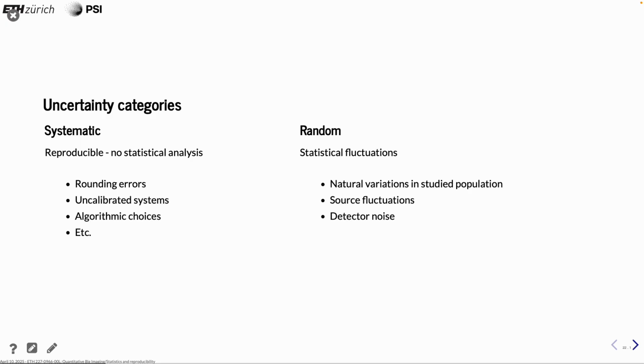Then we have also two categories here. We have systematic or random contributions. The systematic ones are reproducible, so they don't need a statistical analysis. We can have rounding errors, an uncalibrated system that gives a bias in your measurement. Also the algorithm choice can give a bias, and so on. Then the random ones are the statistical fluctuations. We have random variations in the studied population, source fluctuations, detector noise, etc. that come into our measurement.